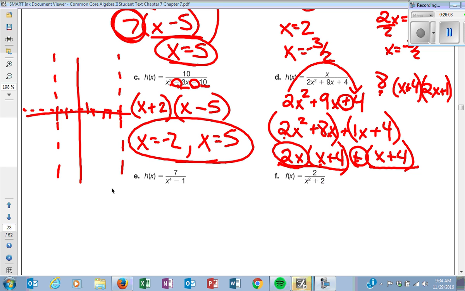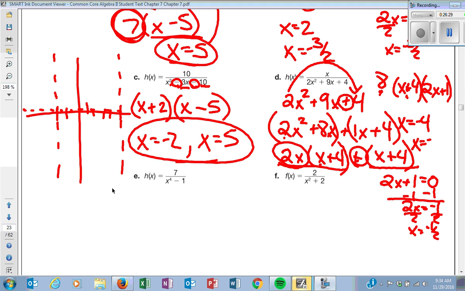So my asymptote is x equals negative 4. That's from this one. And from this one, if I can't see it right away, I just go 2x plus 1 equals 0. Hopefully you're seeing how much work I'm showing. Minus 1, minus 1. 2x equals negative 1, divide by 2, divide by 2. x equals negative 1 half.